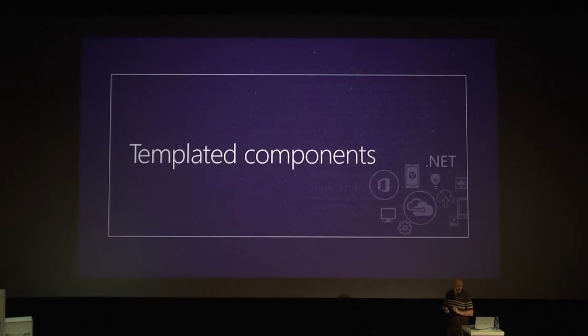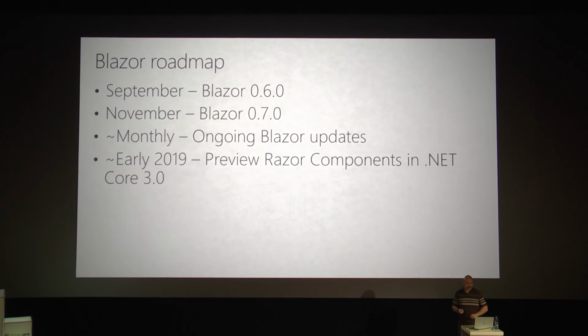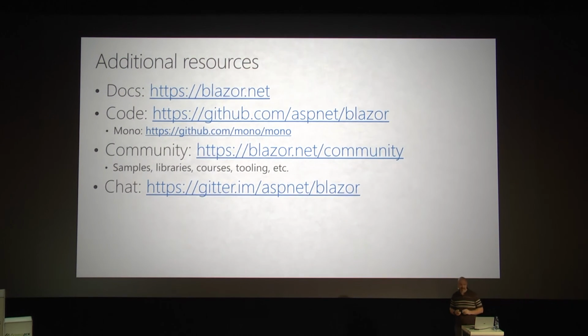Okay, so again, I think I covered all this. Here's where we're at. Blazor 0.6 shipped. Blazor 0.7 is shipping very, very soon. It ships every month, so it's not really me giving away much of a surprise to say it's shipping very soon, but super, super soon. And then we're looking at Razor Components shipping with .NET Core 3. You can find out more at blazor.net.